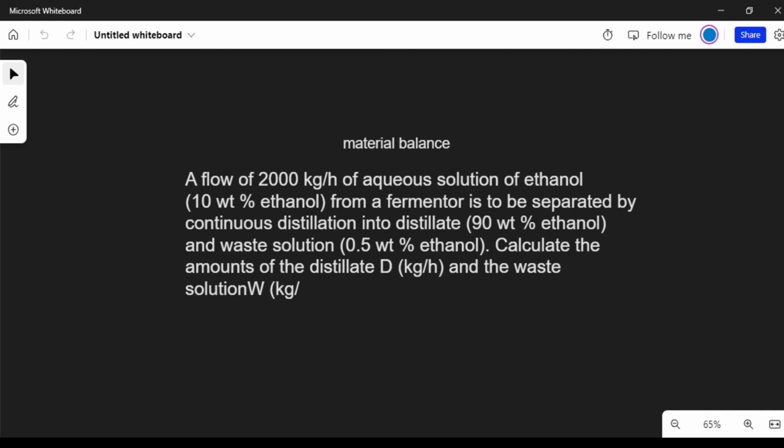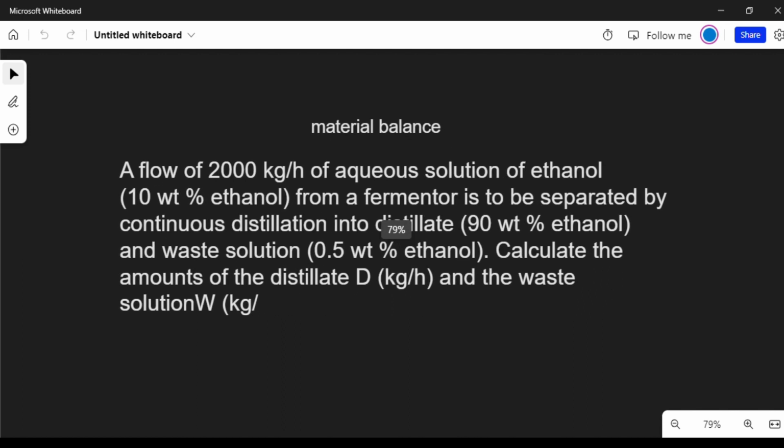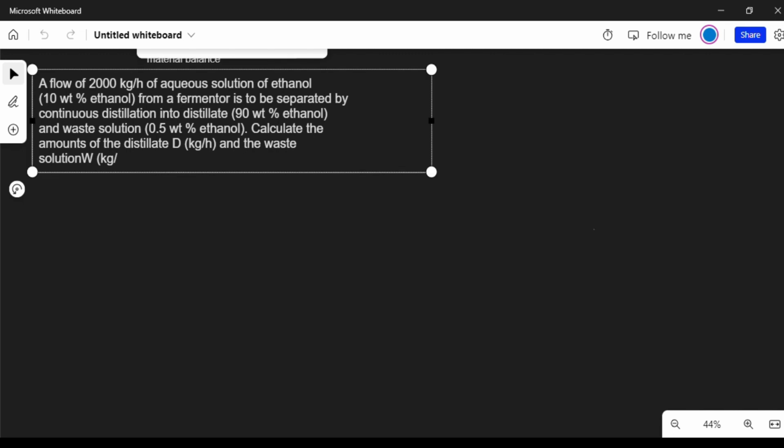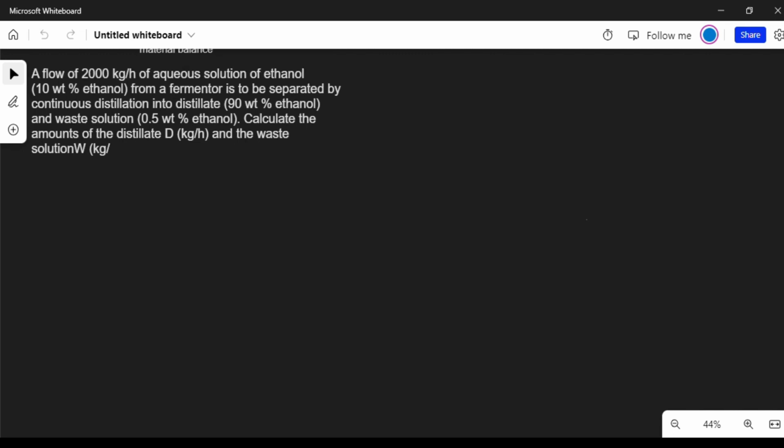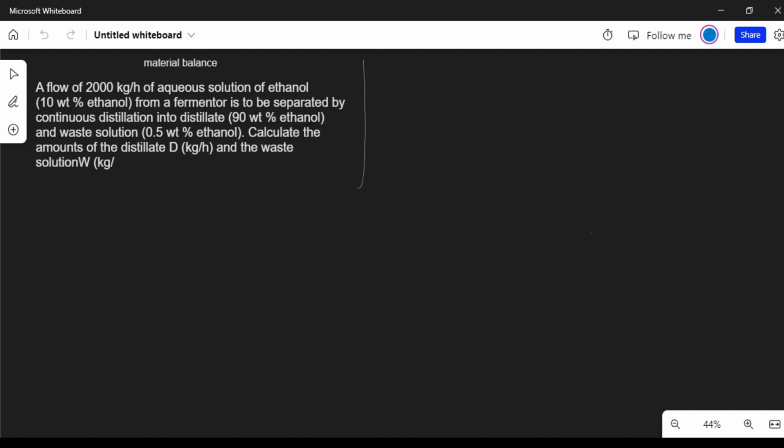The question talks about the flow of 2000 kilograms per hour of aqueous solution of ethanol from a fermenter that is to be separated by continuous distillation into distillate and waste solution. Calculate the amount of distillate in kilogram per hour and the amount of waste solution also in kilogram per hour. Now, to be able to solve this question perfectly, one must have a slight idea about the law of conservation of mass, or more simply, material balance. Let me put the question in one corner so that we can have more space to do our writings. With that, I think we are set to go.